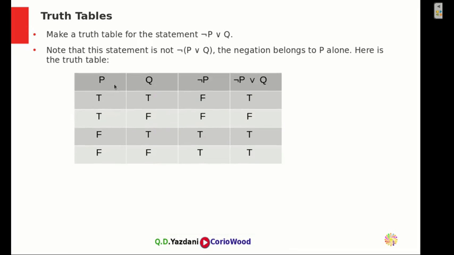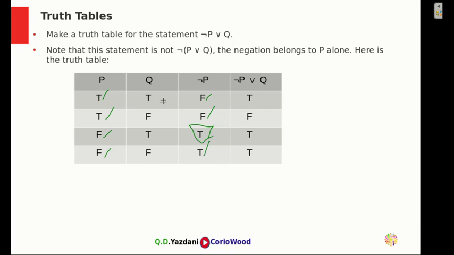So we're looking for the truth table with p, q, and not p. Here is not p and not p or q. If p is true, then not p is false. And if p is false, then not p becomes true.